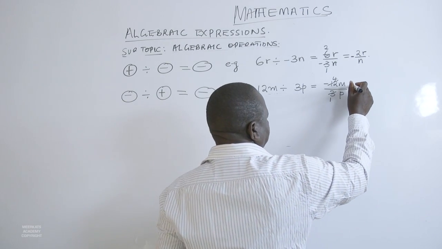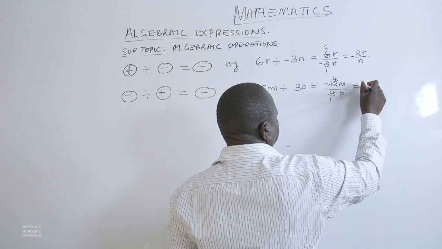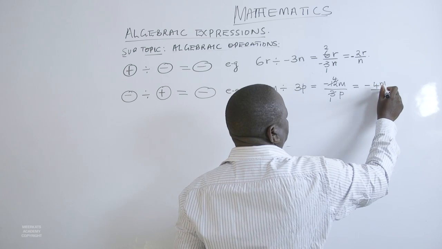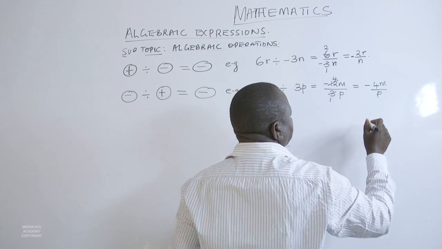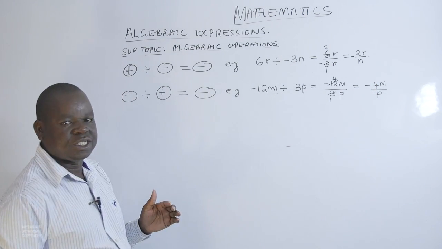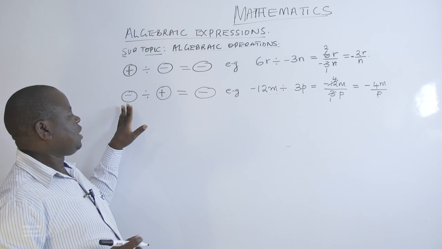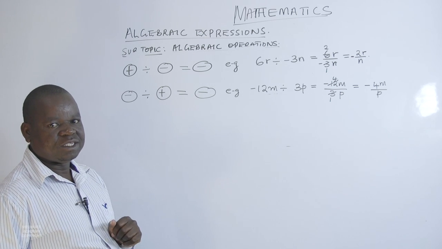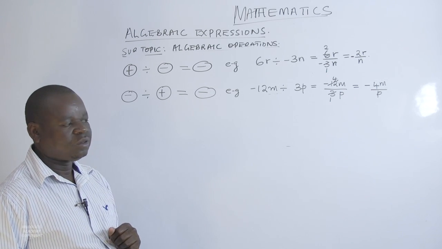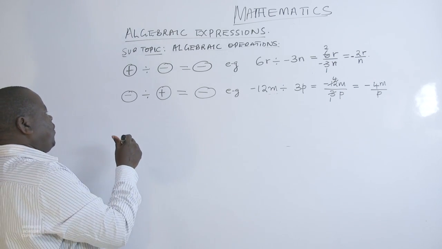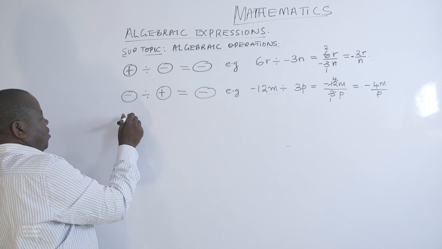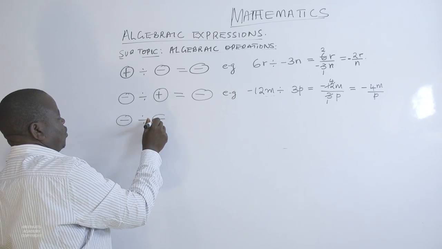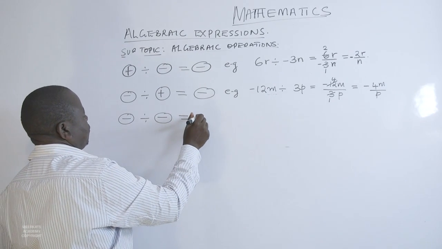So the result here we obtain as negative 4m all over p. So you can appreciate that still negative divided by positive, the result will be negative. Finally, negative divided by negative, the result will be positive.